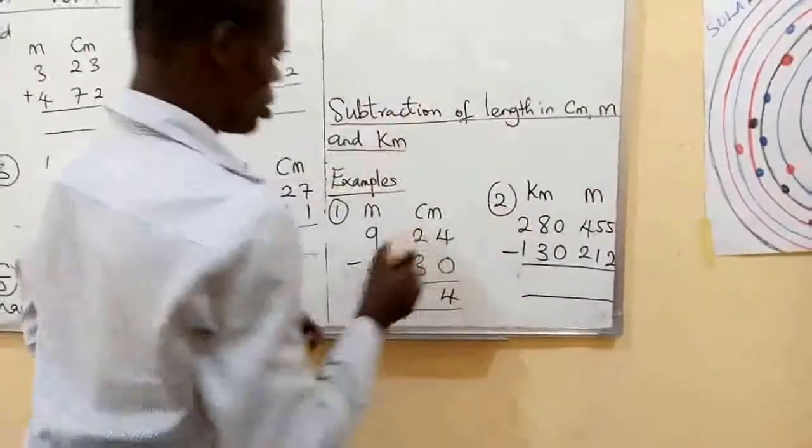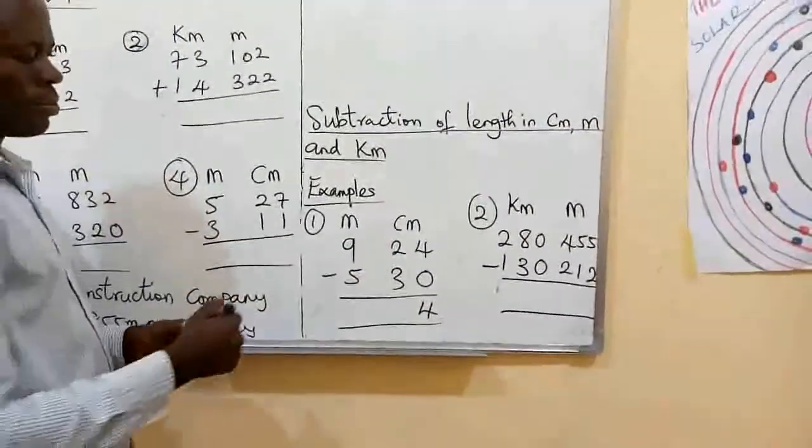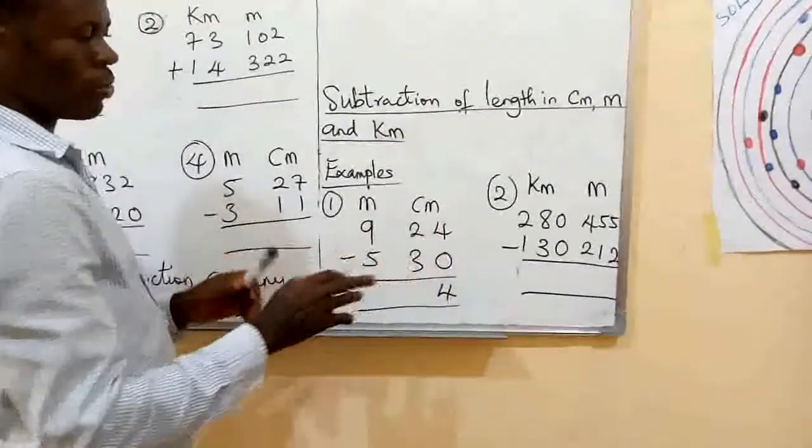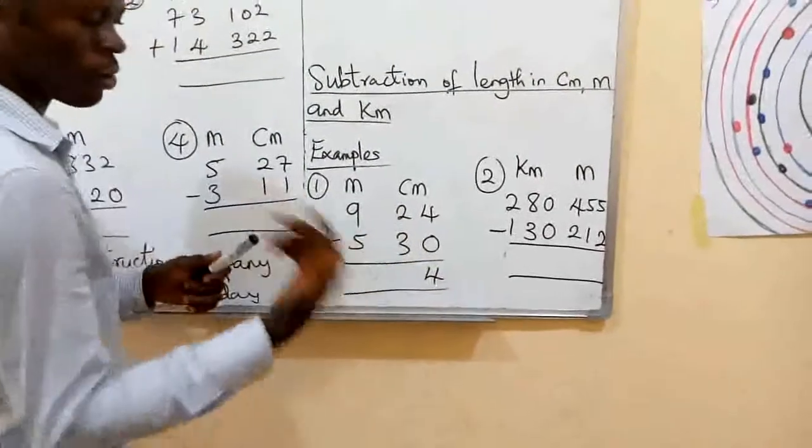Because any number minus 0 is that number. So 4, take away nothing. It's still 4, because you haven't taken away anything from 4.